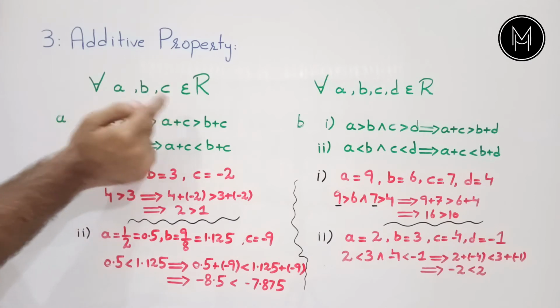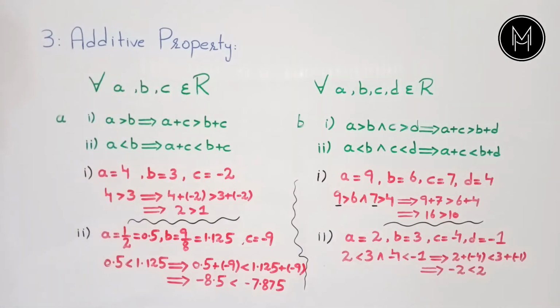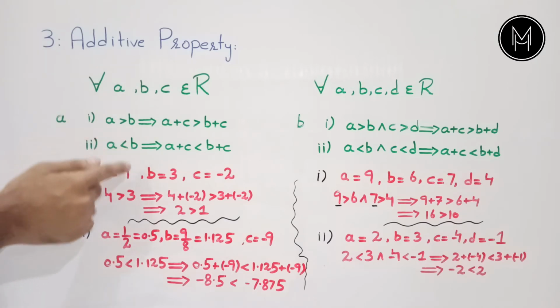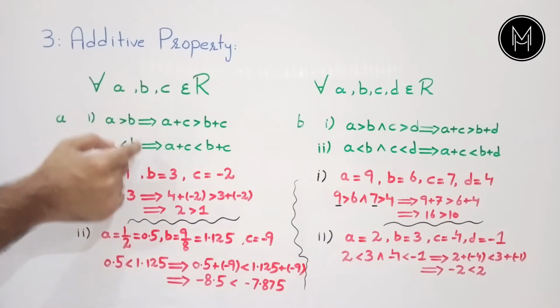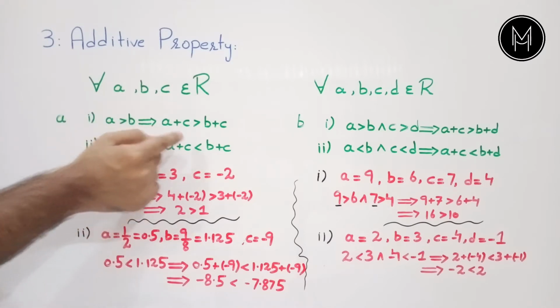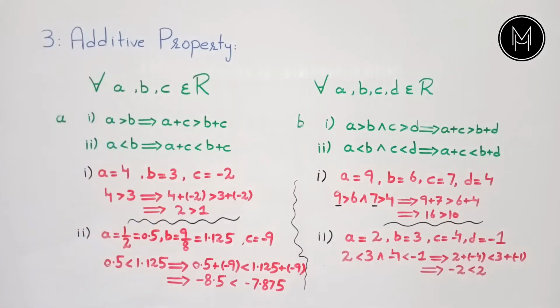A plus C would be greater than B plus C. Now the second condition is if A is less than B and we add a common number C on both sides of inequality, then after addition A plus C would also be less than B plus C. Let's take some examples to better understand these two conditions.